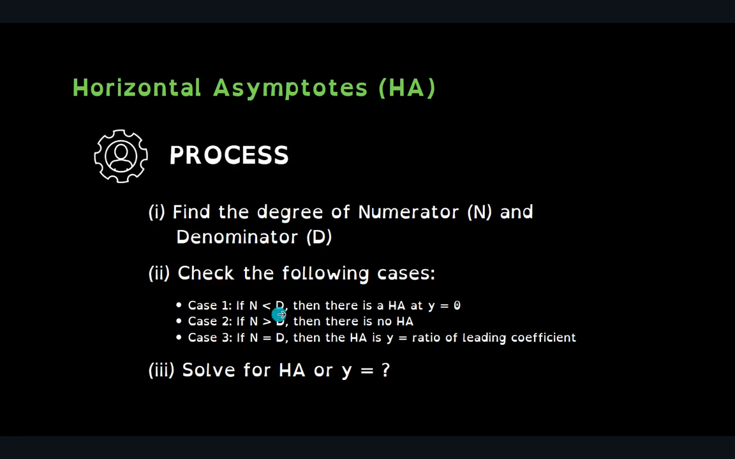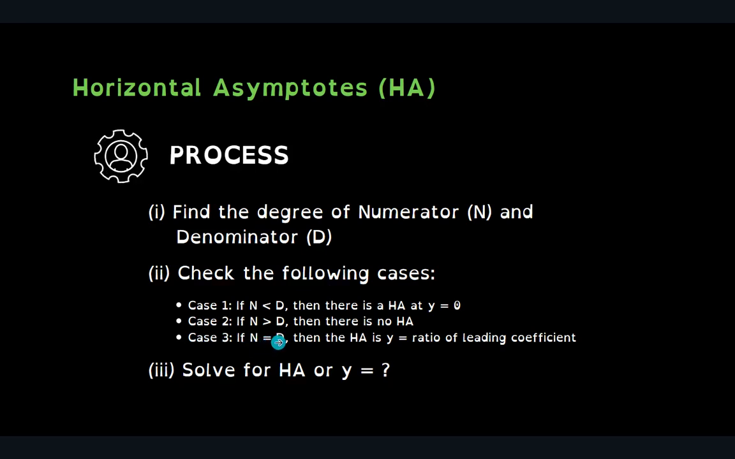Case number 2, kapag si numerator naman o degree ng numerator ay greater than degree ng denominator, then there is no horizontal asymptote. Posible yon. Okay? Kapag mas malaki naman yung degree or exponent ng numerator, yung pinaka-highest degree niya dun sa denominator, then alam na agad natin yung sagot dyan. Walang horizontal asymptote.